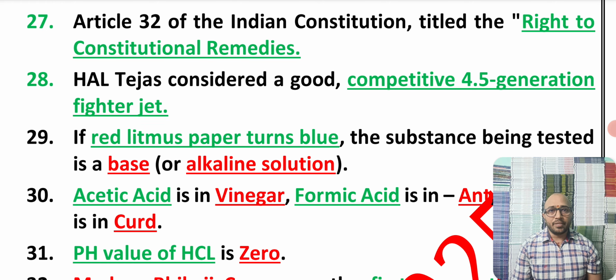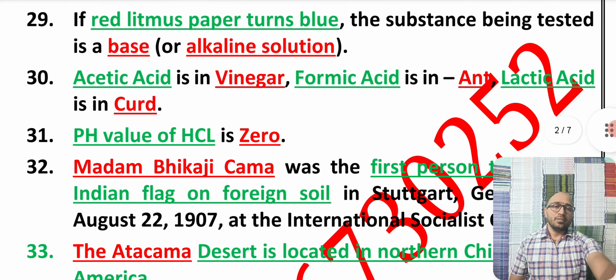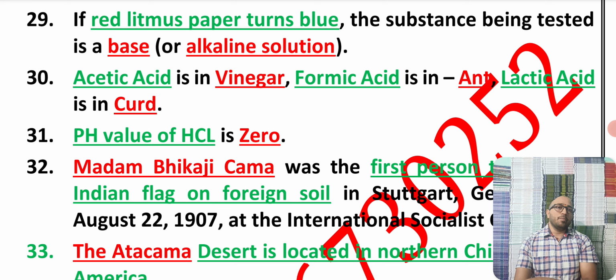Hindustan Aeronautics Limited has made Tejas, a good competitive 4.5 generation fighter jet. Normally red litmus paper turns blue when tested with a base, that is an alkaline solution. I want you guys to comment: when I put acid, what does it turn into? Just comment in the section.